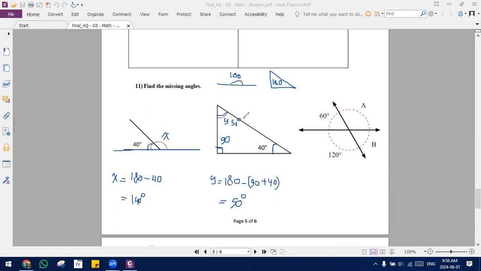How do I check if my answer is correct or not? First, I check that 50 means an acute angle. Is it an acute angle? Yes, it is acute. Then we add them together, 50 and 40 will make 90, plus 90 is 180. So it's correct.